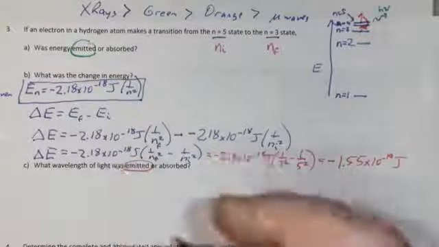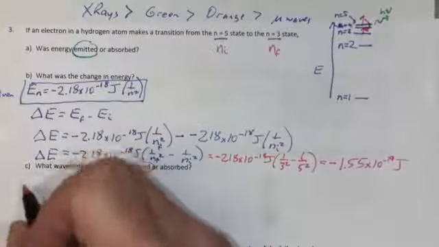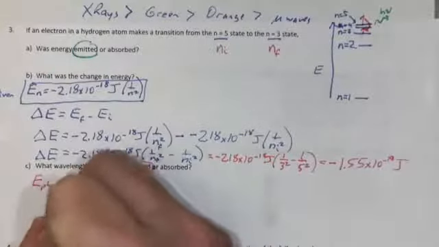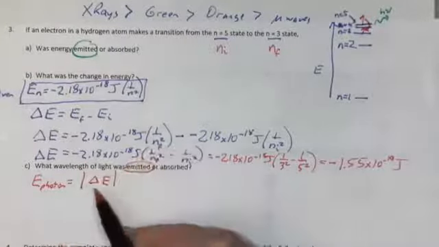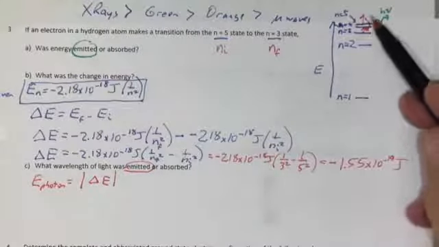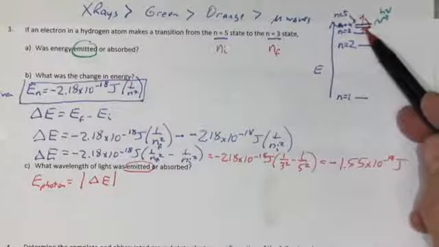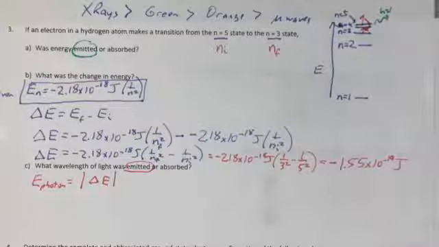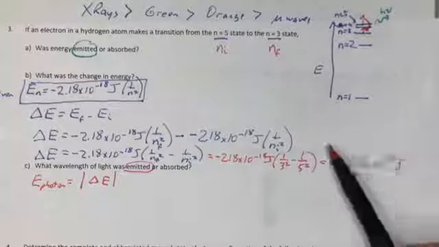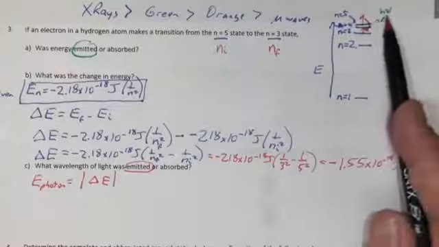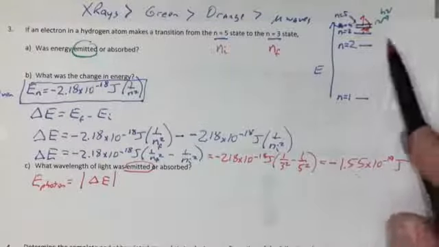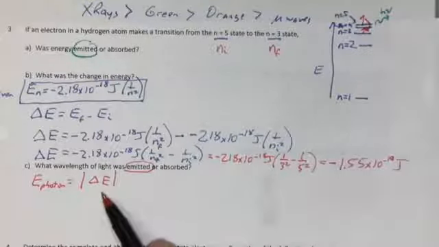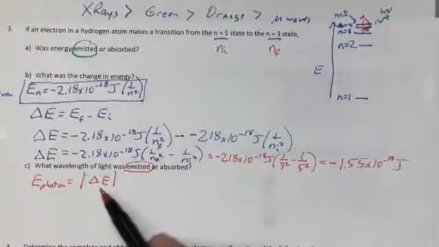We can express that this way, that the energy of the photon must be equal to the absolute value of the delta E. Now, the delta E is the change in energy that the atom underwent. And when this atom fell from a high energy state down to a lower energy state, it gave off energy, and the photon has exactly that amount of energy. So the delta E is negative because the atom is losing energy. The energy of the photon is the absolute magnitude of that delta E.